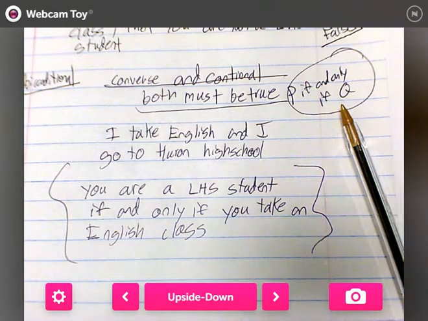Conditional, the if and only if. Okay, and the rest of this is going to be homework. I am going to stop these notes. I would, just so you remember it.